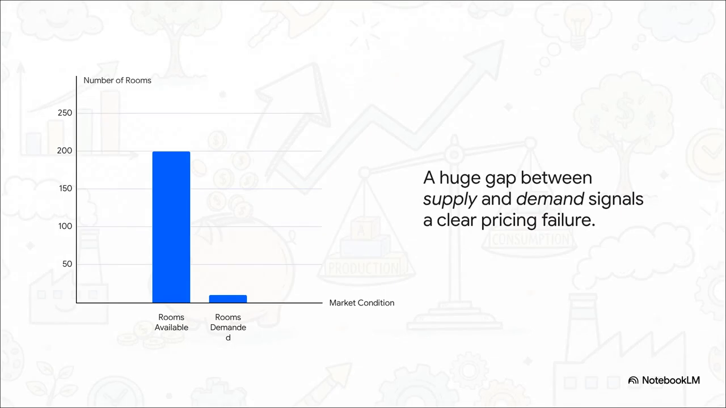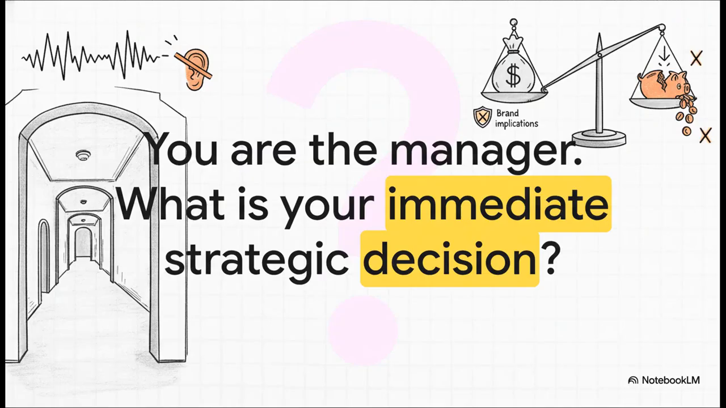And just look at the visual scale of the problem on this chart. It tells the whole story, doesn't it? The bar on the left shows you've got 200 rooms ready to go. That tiny little bar next to it shows that at your current price, the market is only asking for 10. That huge gap you see, that is pure financial pressure, and it's an undeniable signal that your price is wrong.